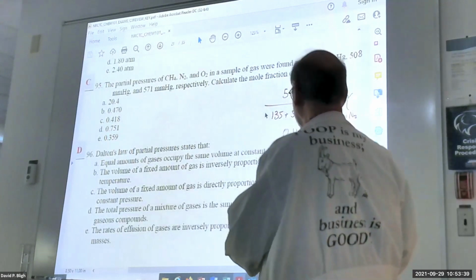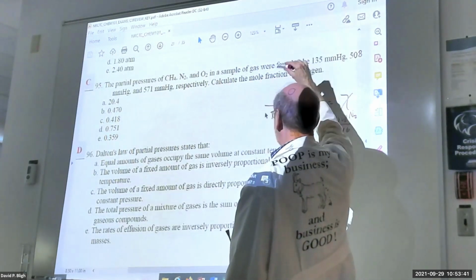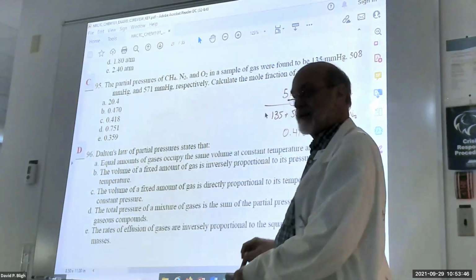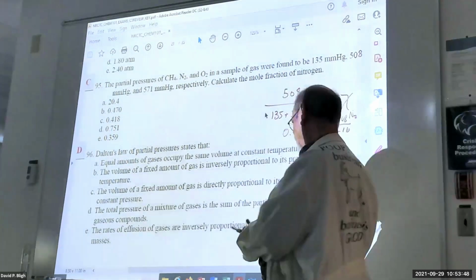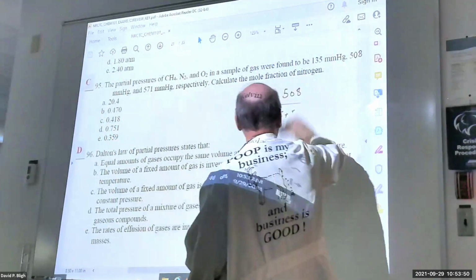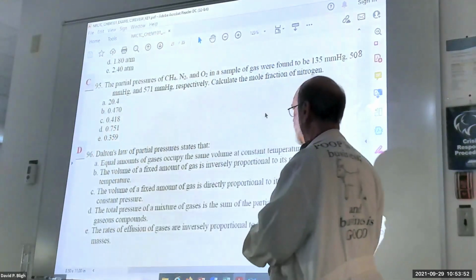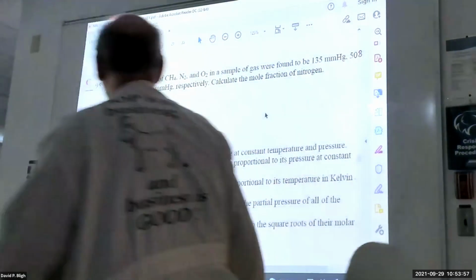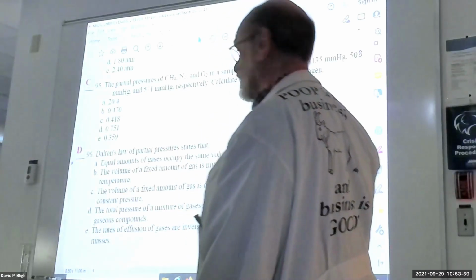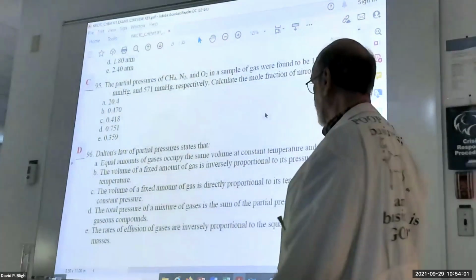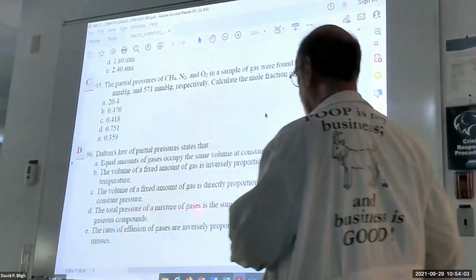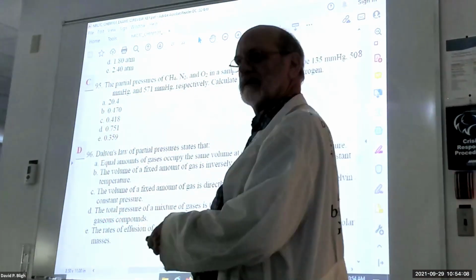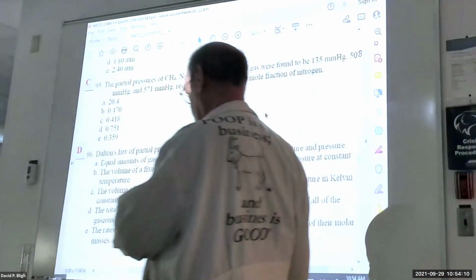Okay. Notice that when you do it this way, that has to be in both of them, because you need the total in the denominator. Dalton's law of partial pressure states, well, we just used it. We all know what it means. The total pressure of a mixture of gases is the sum of the partial pressures of all the gaseous compounds in that mixture.